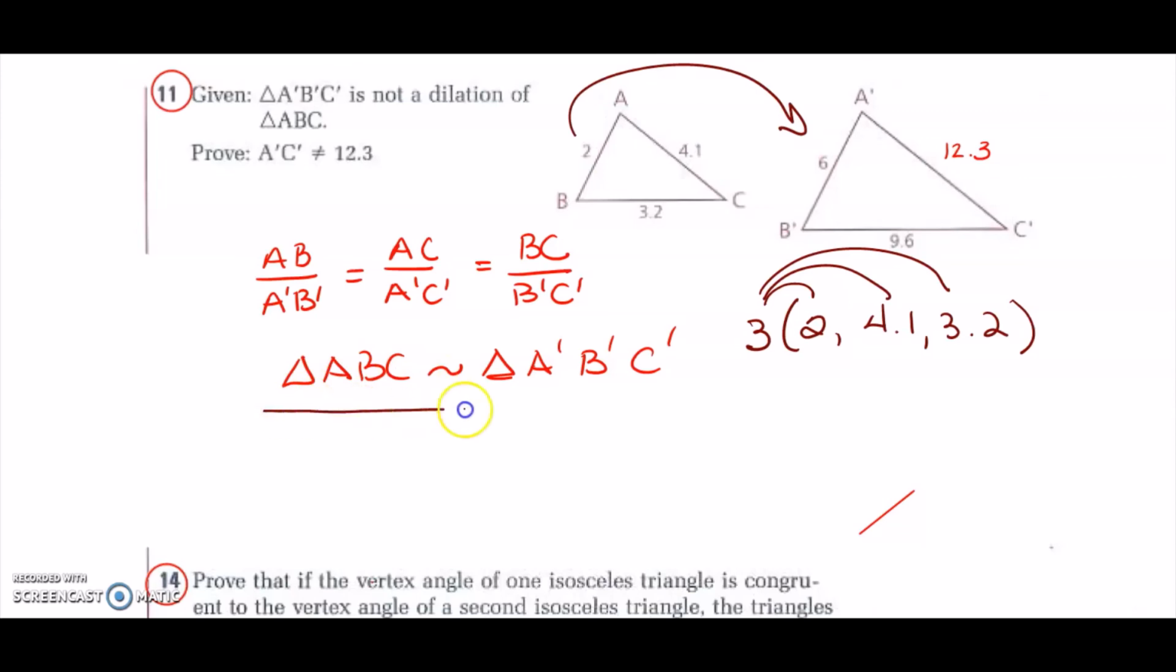So here we have proven that triangle A prime, B prime, C prime is a dilation. It's 3 times triangle ABC. So they are similar. But we are given that it's not a dilation. Therefore, our assumption must be false, and A prime C prime is not equal to 12.3 is the only other conclusion.